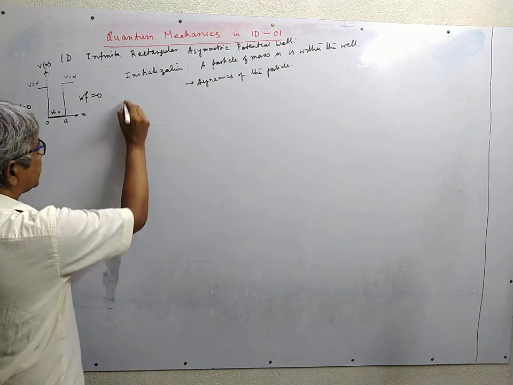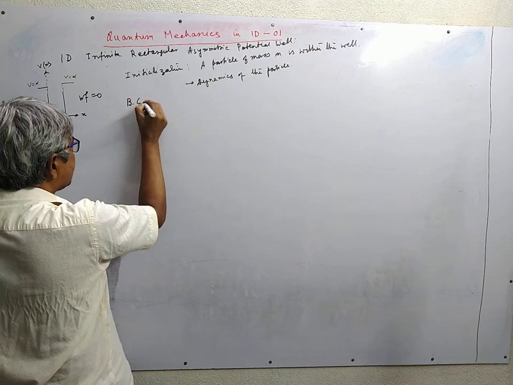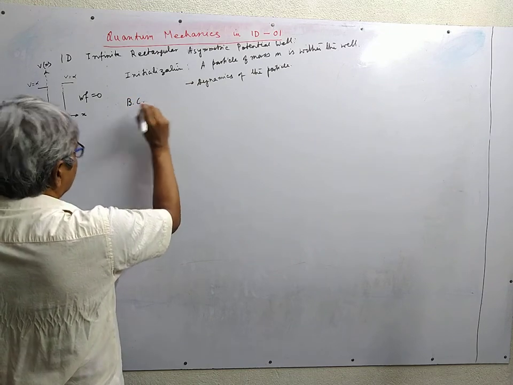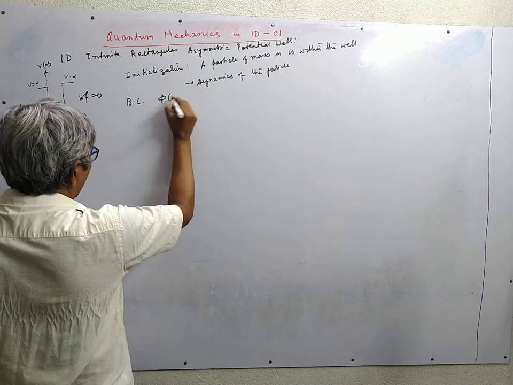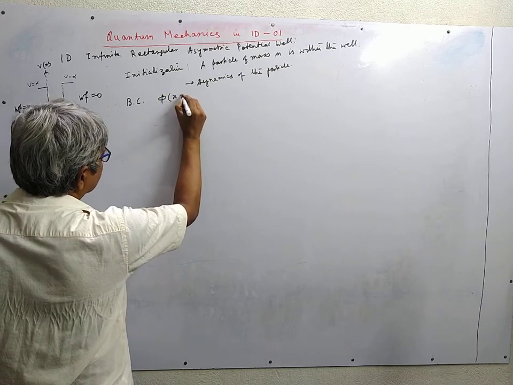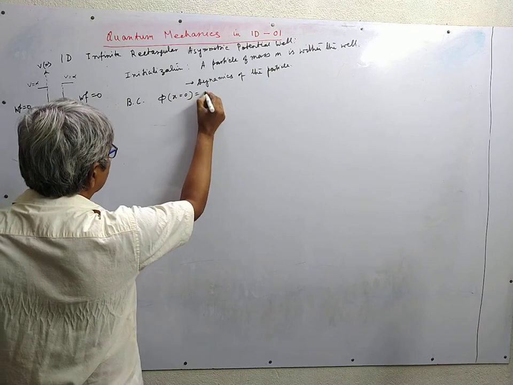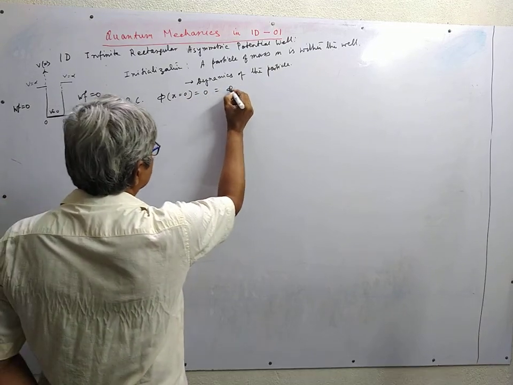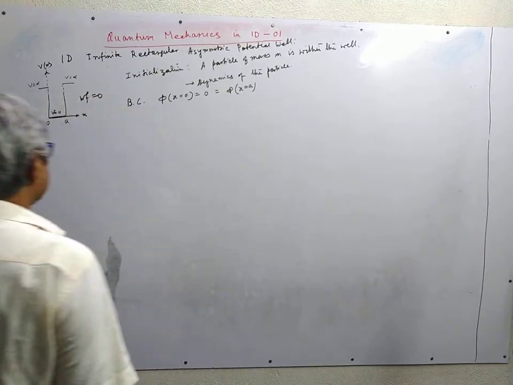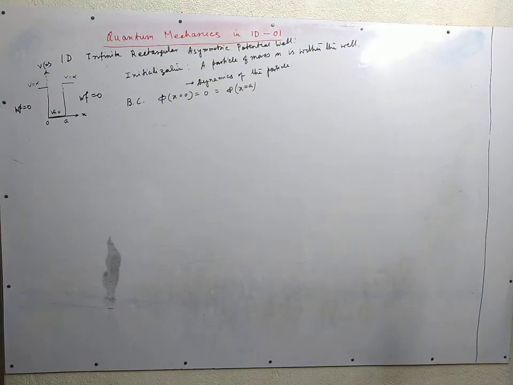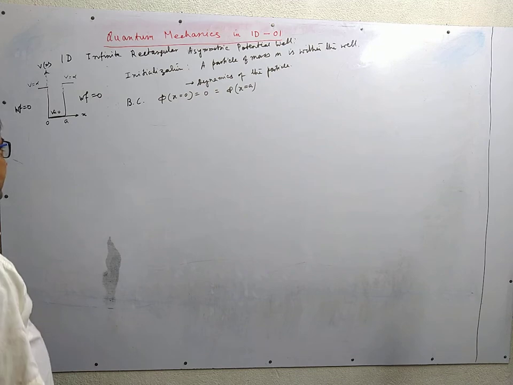So the boundary condition to the problem, if we want to solve the time independent equation, is that psi at x is equal to 0 is equal to 0, and psi at x is equal to a is 0. A part of this discussion may appear to be a repetition of what we have done in the earlier class.